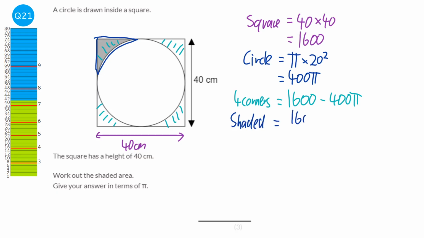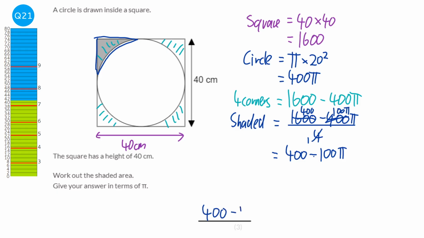will be the 4 corners divided by 4. Now we've got a kind of fraction here. We can divide all of the terms by 4, so that will leave 1 at the bottom, 100 pi here, and 1,600 divided by 4 is 400. So we're just cancelling the fraction, and we leave it as 400 minus 100 pi, and that indeed is our answer. You can't simplify that any further.